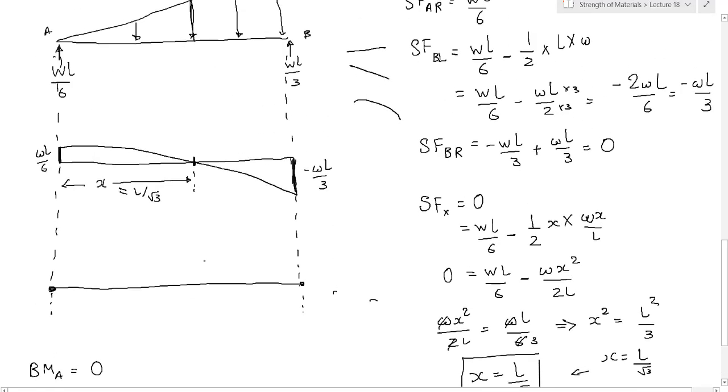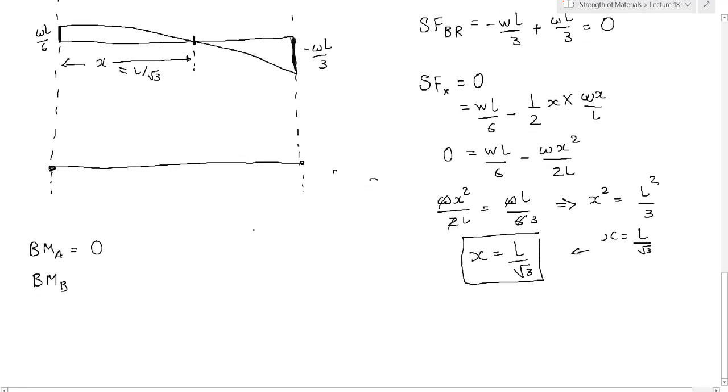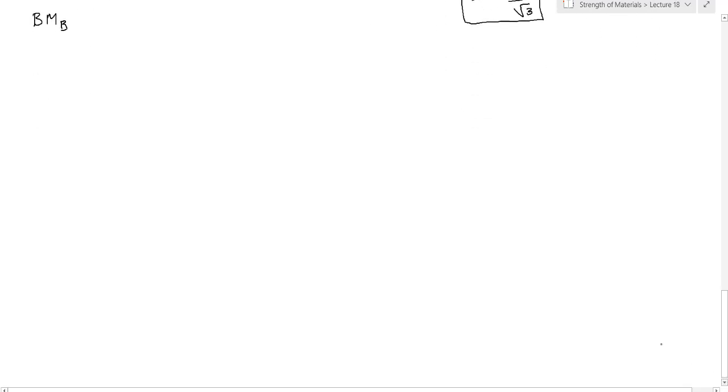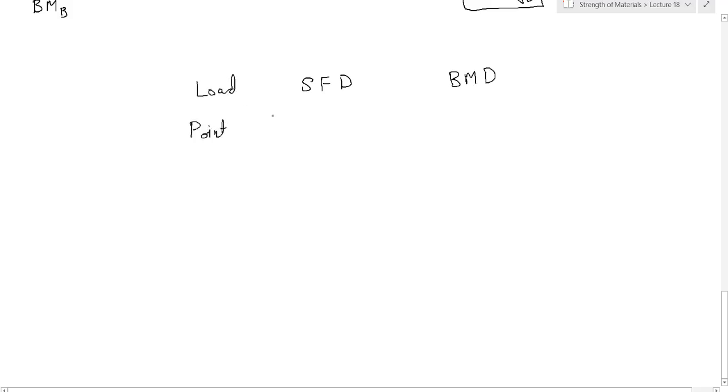I will just draw this table over here for you to understand. Here is SFD, here is BMD, and here is the load type. When the load type is point load, or there is no load between 2 points, what happens in SFD? Straight line. What happens in BMD? Inclined line. When there is uniformly distributed load, here there is inclined line, here there is parabolic curve.